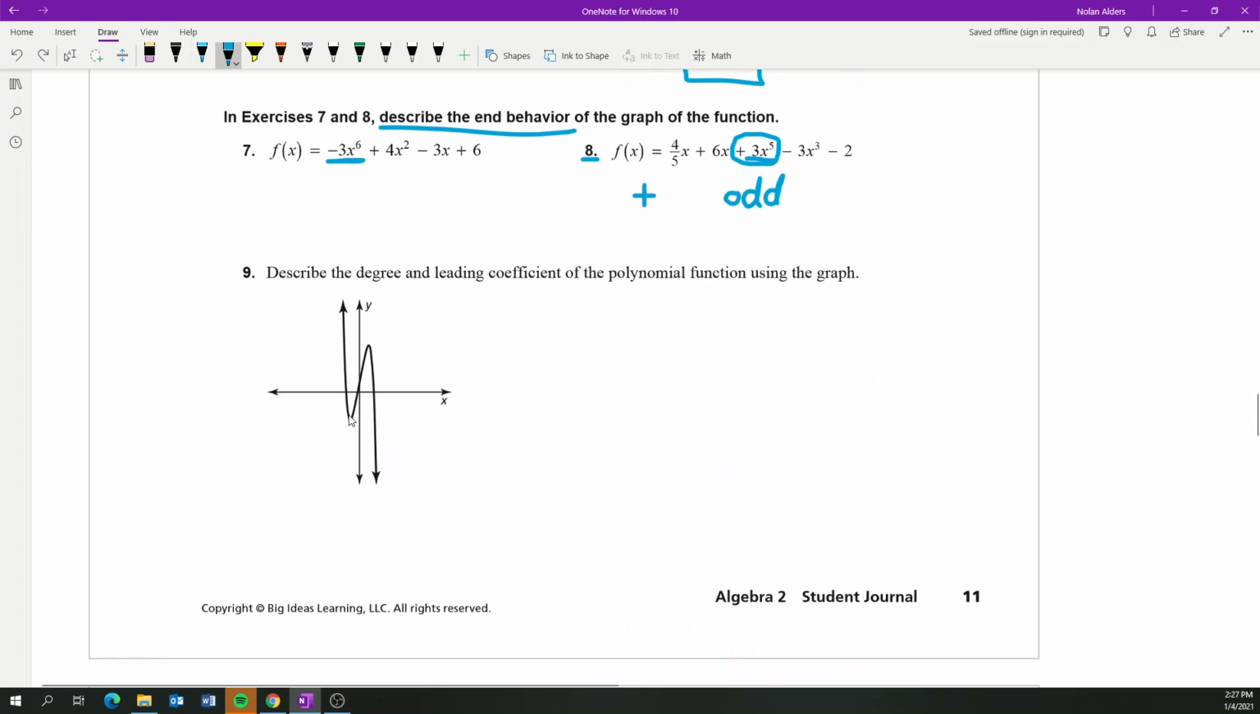So looking at this one, it's kind of going in the opposite direction. If we have a graph that kind of looks like this, it says describe the degree and the leading coefficient of this polynomial function. So this is kind of going in reverse. Let's go look at which graph looks like this. So notice we start out up high, do a little zigzag, and then we're going down low on the right side. So upward on the left side, downward on the right side.